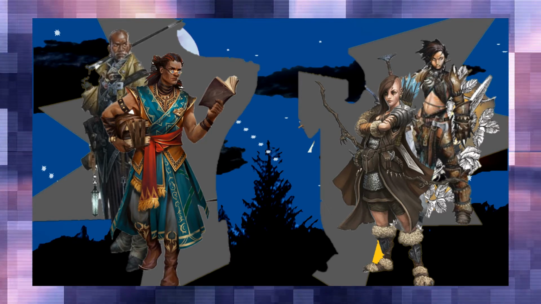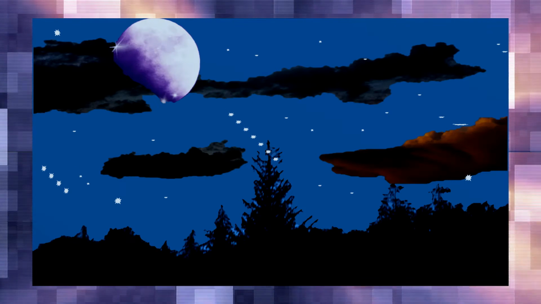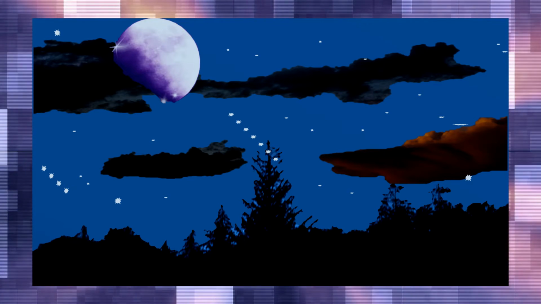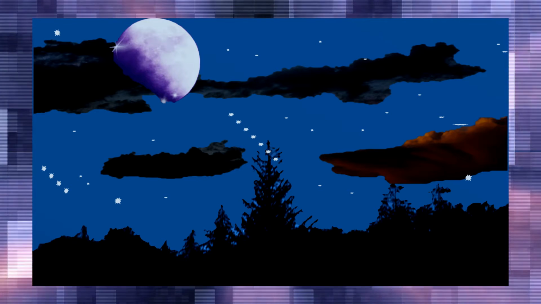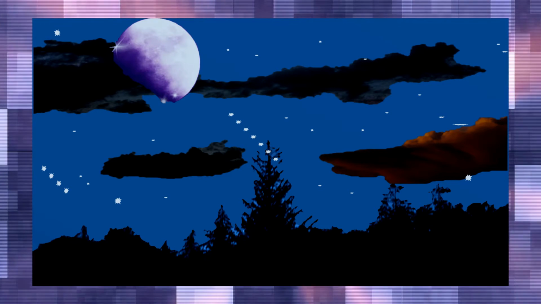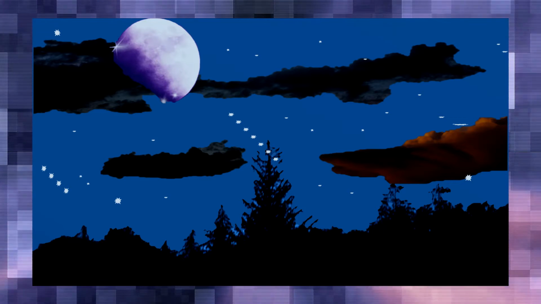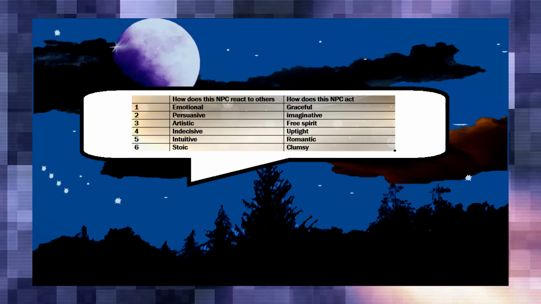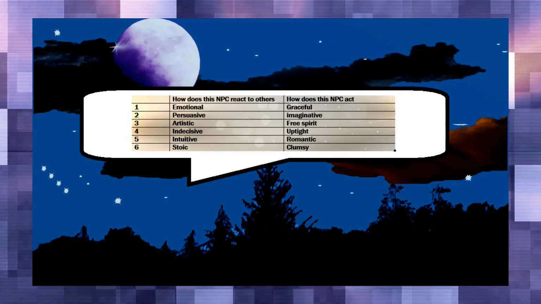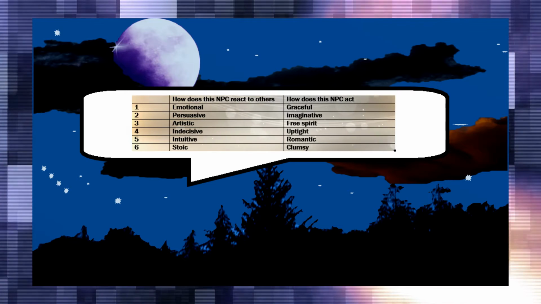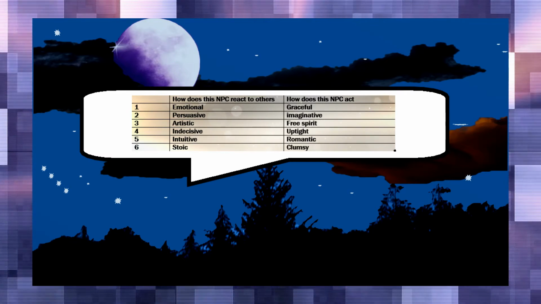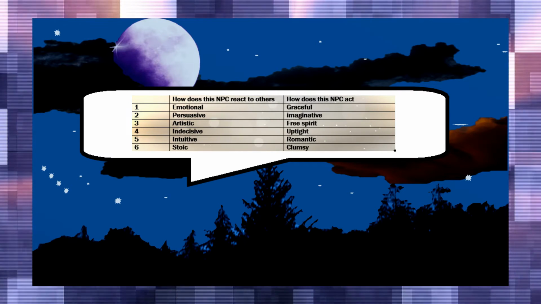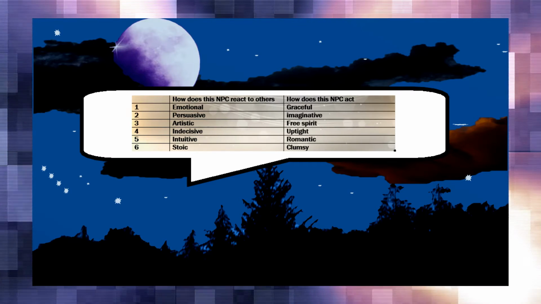So these first 2 charts are kind of how the character acts. So on the first chart we have 1, 2, 3, 4, 5, 6. The first one is emotional, the next one is persuasive, then artistic. 4 is indecisive, 5 is intuitive, 6 is stoic. You want to keep these separate because if you have opposing ideas, for example emotional and stoic, you don't want to get both of those in a dice roll. So this is how the players or the NPC will portray themselves a lot.